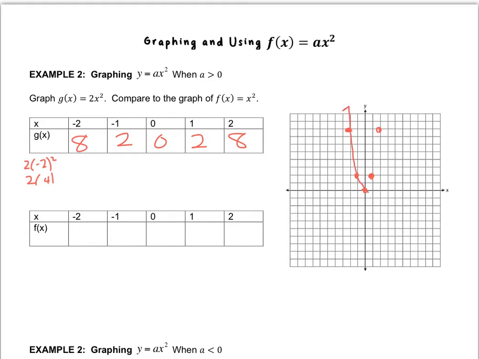Don't forget to extend it, put arrow tips on top, and there is my graph of g of x equals 2x squared. Now it also wants us to graph f of x equals x squared. Now that's something that we called in another chapter a parent function. That's the most basic parabola. So we're going to compare everything to y equals x squared.